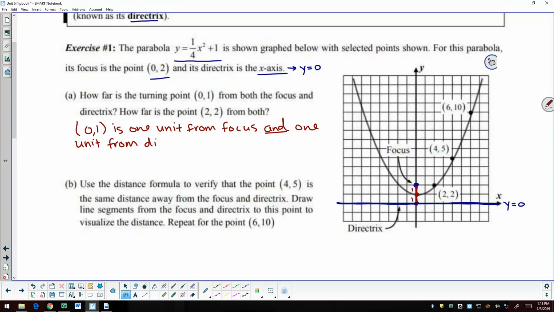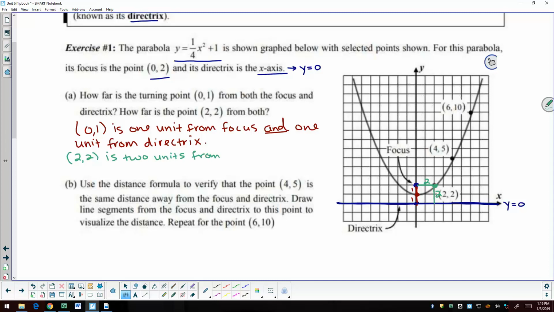It asks us to also look at the point 2, 2. Well, 2, 2 is another nice point. I'll use green this time. 2, 2 is right here. From the focus, it's a horizontal line, so I can just count how far away that is. That's 2 units away. And then down to the directrix, oh, look at that, it's also 2 units away. So the point 2, 2 is 2 units away from both.